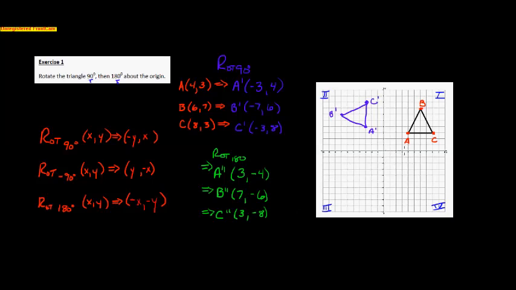Over 3 down 4 is right here. That is A double prime. Okay, over 7 and down 6, it's going to be 2 more there. There we go. That's point B double prime. Okay, and C double prime, sorry, is going to be over 3 down 8, which is going to be right there. And again, I'm going to connect those with hopefully a straight line.